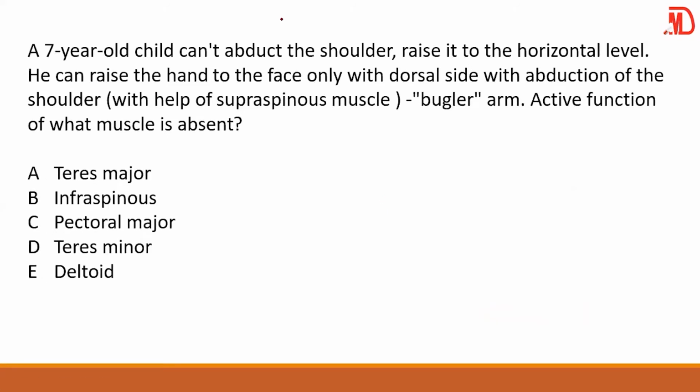A 7-year-old child cannot abduct the shoulder. When we say abduct, the child cannot move the shoulder or the upper arm laterally, away from the body. That's abduction. Now, if you bring it towards your body, it is called adduction. But this is abduction, taking it away from the shoulder. The person cannot do that. So you start thinking, what could it be?